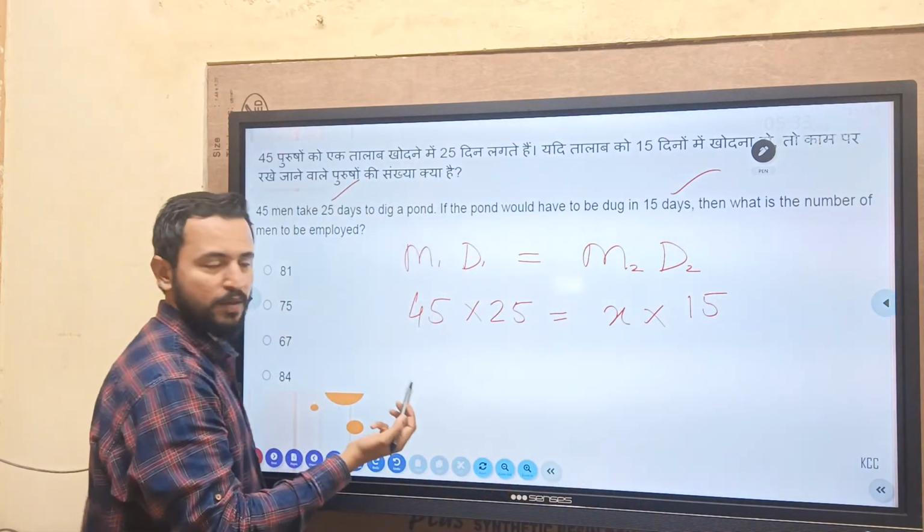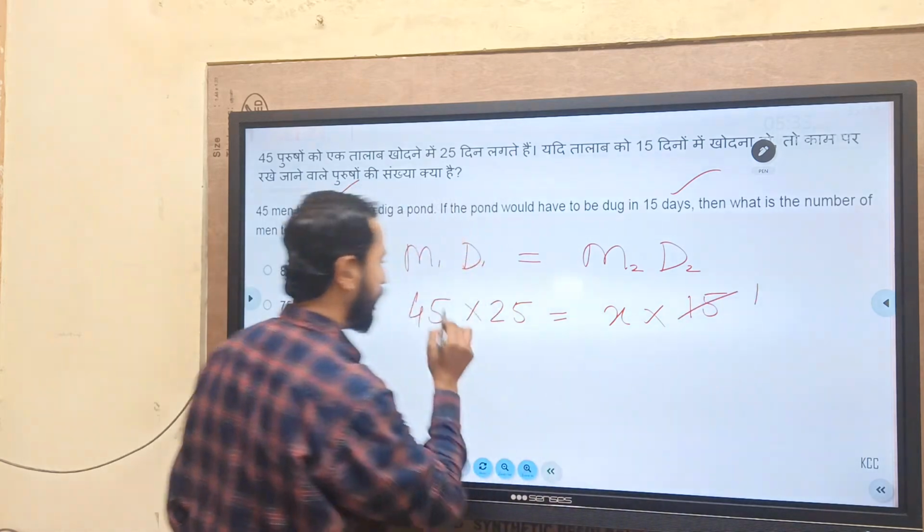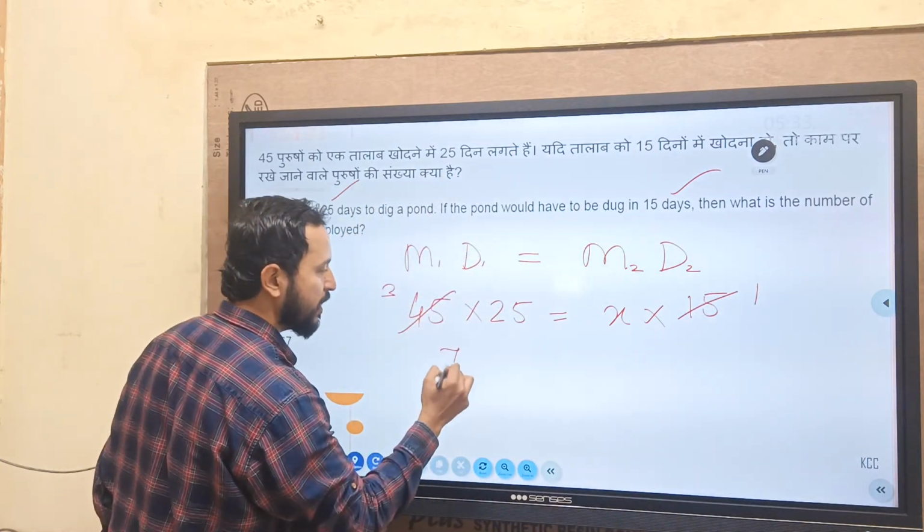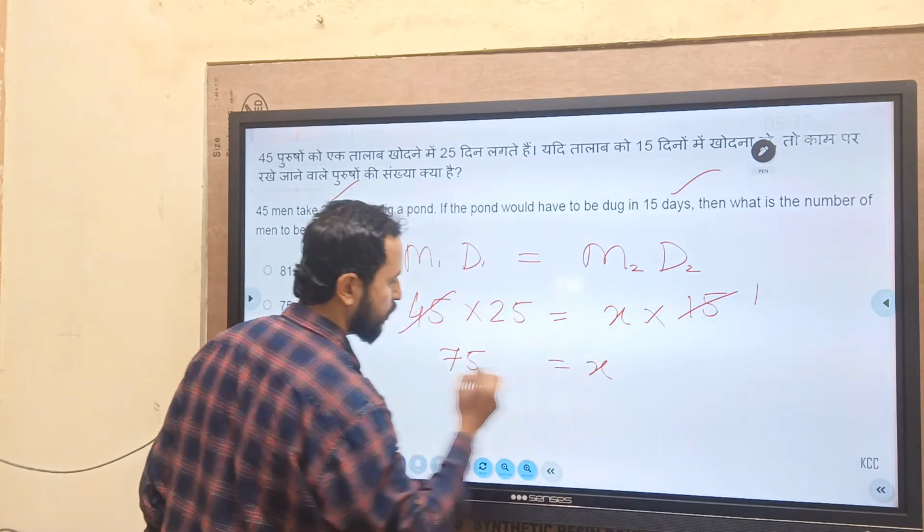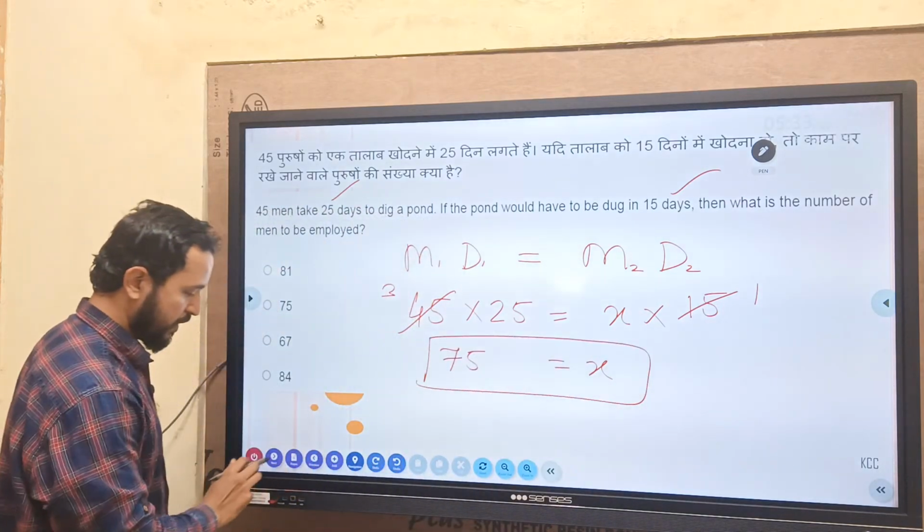X. Come on, simplify. 15 ones are 15, 15 3s are 45, 25 into 3 is 75. So X is equal to 75. That's the answer for the question.